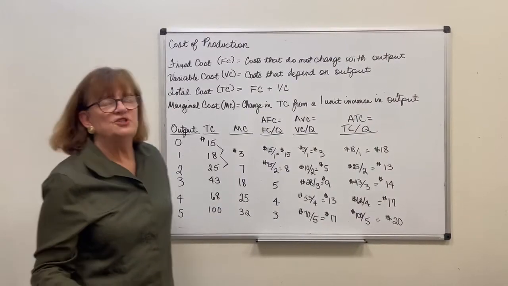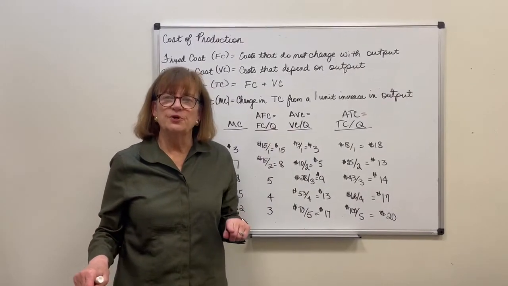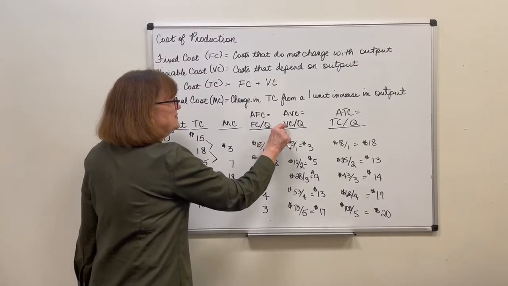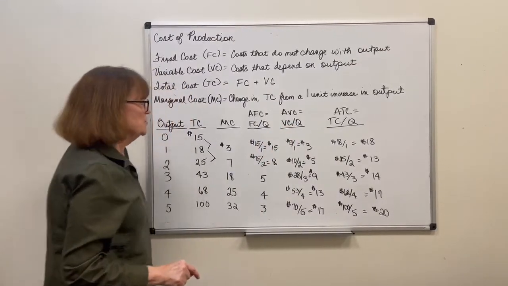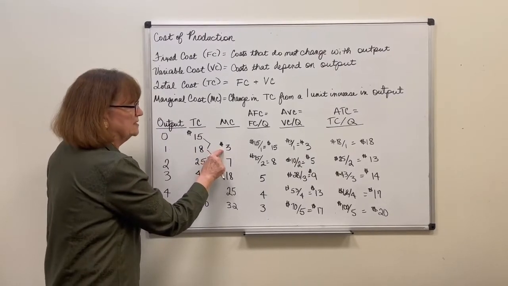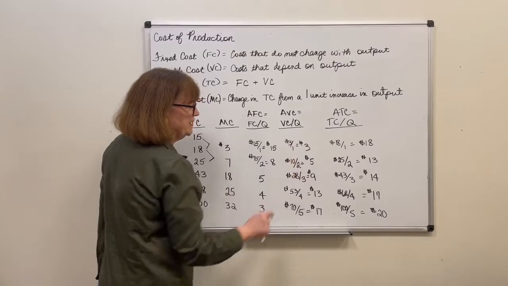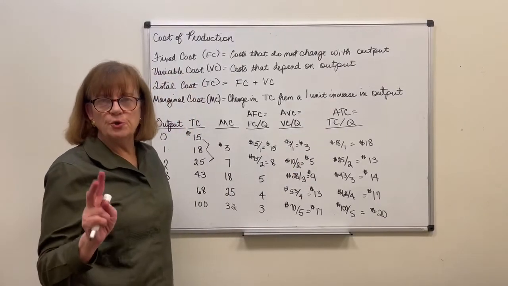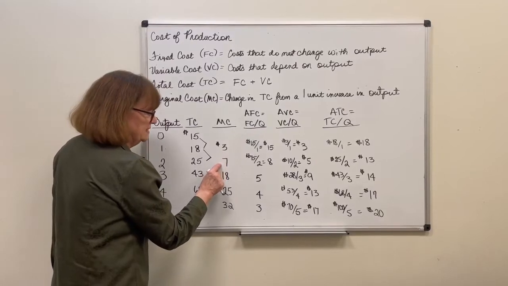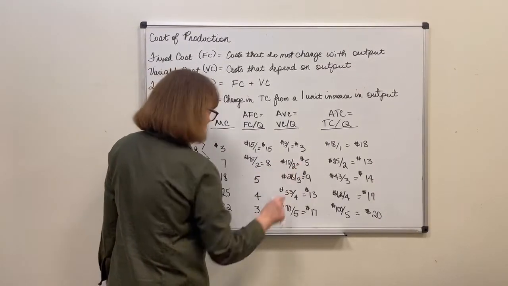What about average variable cost? It depends entirely on how much you produce. So it is total variable cost divided by quantity. So the variable cost of the first unit is $3. So average variable cost is 3 divided by 1, $3. If you produce 2 units, total variable cost is 3 plus 7, that's 10. 10 divided by 2 is $5.